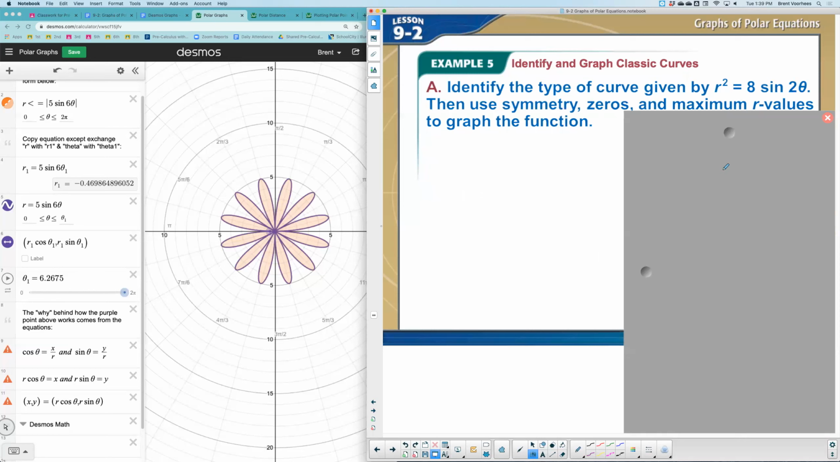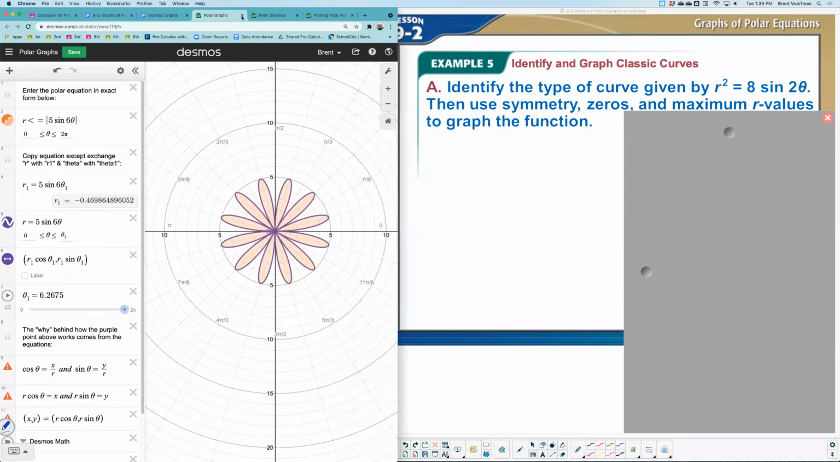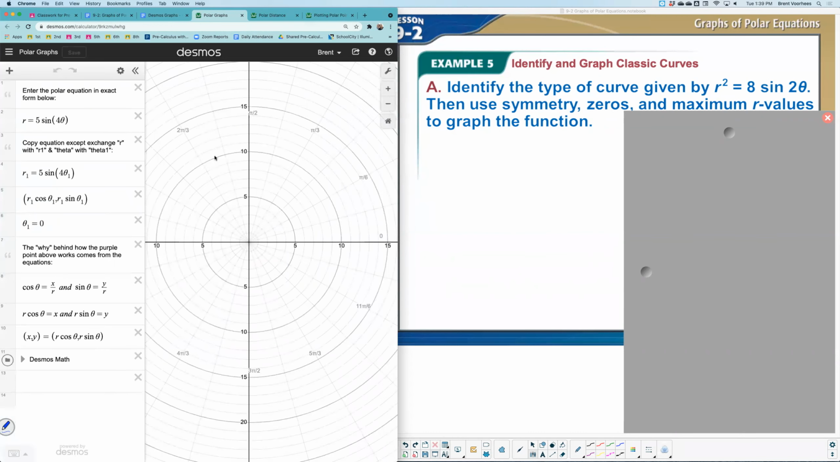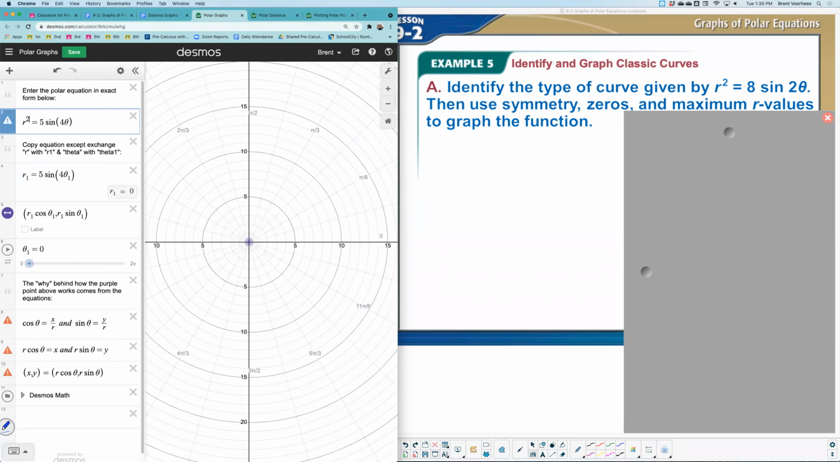Now let's talk about some other types of graphs. It says here, identify the type of curve given by r squared equals 8 sine 2 theta. I'm just going to refresh my calculator here, and I accidentally saved it, so I need to open up a new one. I don't think Desmos, unless it's updated, will graph this. No, it's saying it will not graph this. 8 sine 2 theta. Notice that is not graphing.